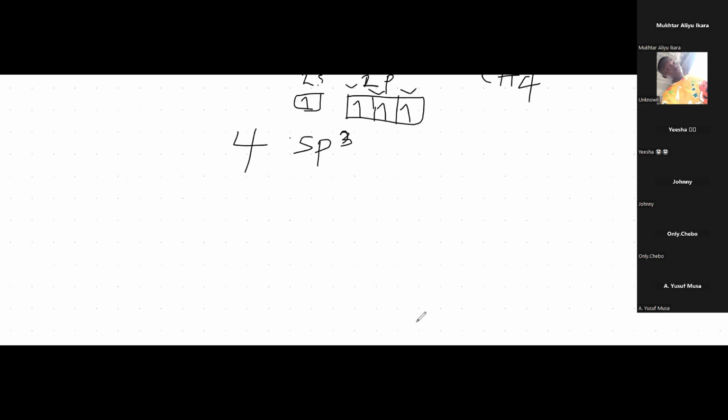Now, let's say we have methane, CH4, and we want to know the hybridization of this methane. How do we know the hybridization of this compound? It's simple. First, draw the structure of this methane. So we are going to have something like this.